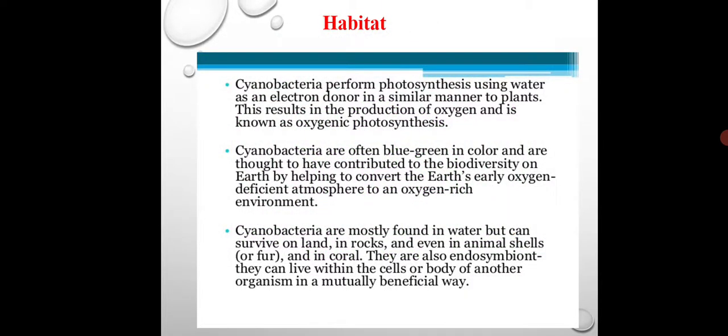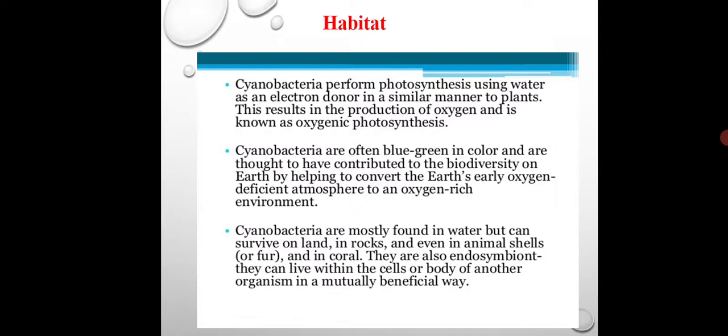If we look at the habitat of cyanobacteria, the process of photosynthesis in plants and cyanobacteria is the same. Where do cyanobacteria live? They are found in water, but they can also survive on land, in rocks, and even in animal shells or coral parts. So they are found in rocks, on land, and in water.